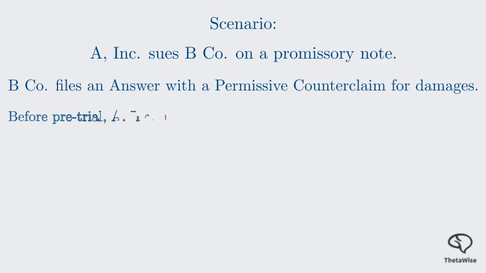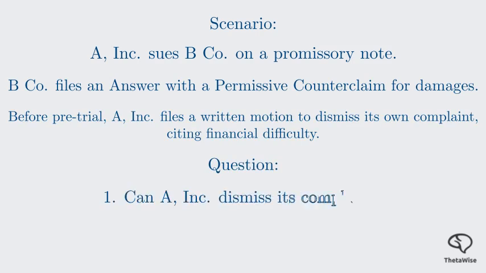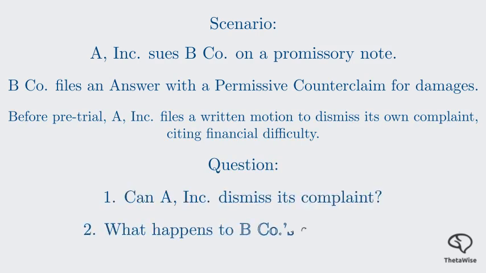Before the pretrial, A. Inc. files a motion to dismiss its own complaint, alleging financial difficulty in prosecuting the case. The question is twofold. Can A. Inc. dismiss its complaint, and what happens to BCom's counterclaim? Take a moment to think about it using the rules we just discussed.